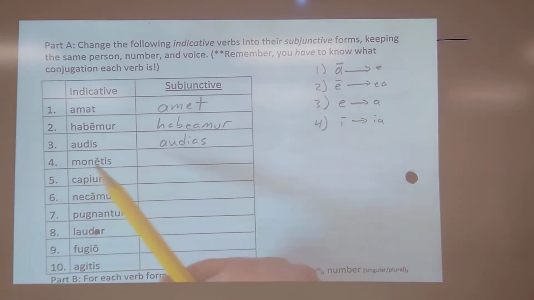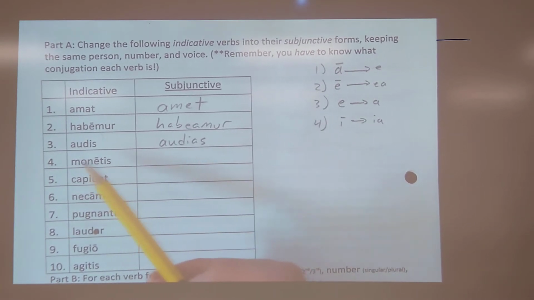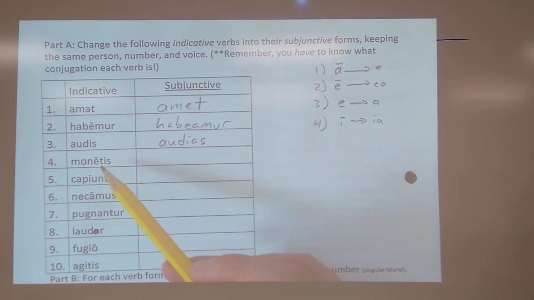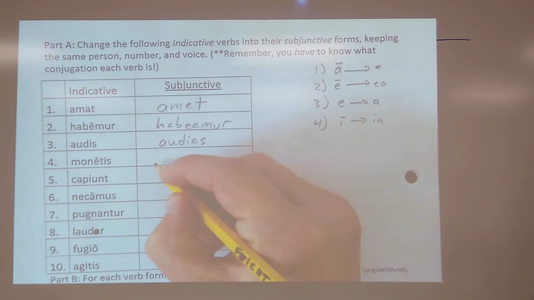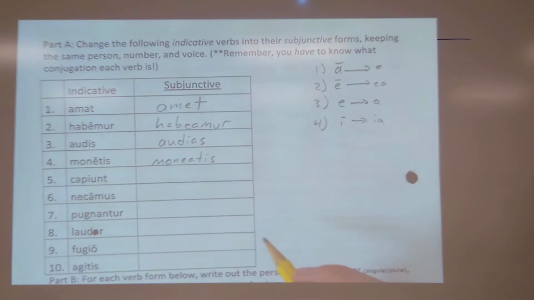All right. Number four, we have monetis from the verb moneo, monere, that we used as an example the other day. So monetis, again, this one's nice and easy because we have the long E and we can see it. So second conjugation verb, moneo, monere, we're going to change that vowel to EA. So our answer, moneatis.